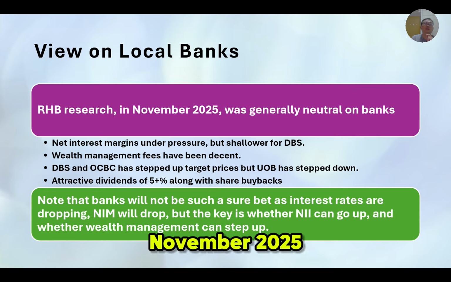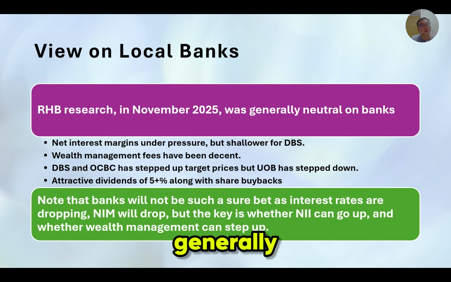In November 2025, generally analysts are neutral when it comes to banks. Everybody is aware that net interest margins are under pressure. Wealth management fees have been decent, and somehow the analysts believe that it's slightly better for DBS than the rest. You normally buy banks if you want attractive dividends, and now it's higher than 4.8%. But the fact of the matter is, moving forward, when this video was made, banks is no longer a sure bet.